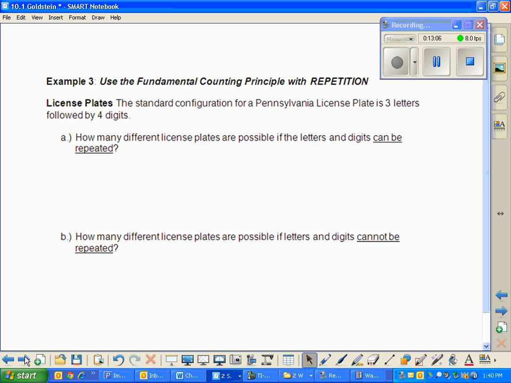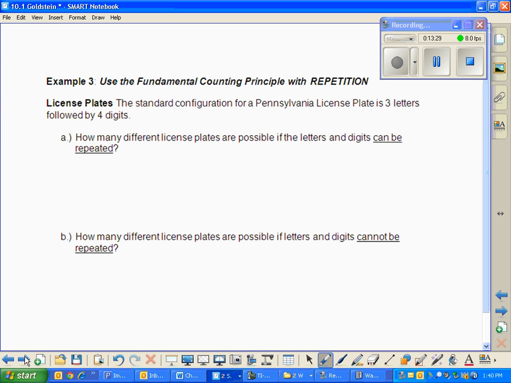repetition. With the word math, we used each letter once, right? We did not repeat. Here, we're going to have situations where we have to think about our options in each of those events. So, Pennsylvania license plate. It is true that we have 3 letters and then 4 digits, right? You've seen license plates.